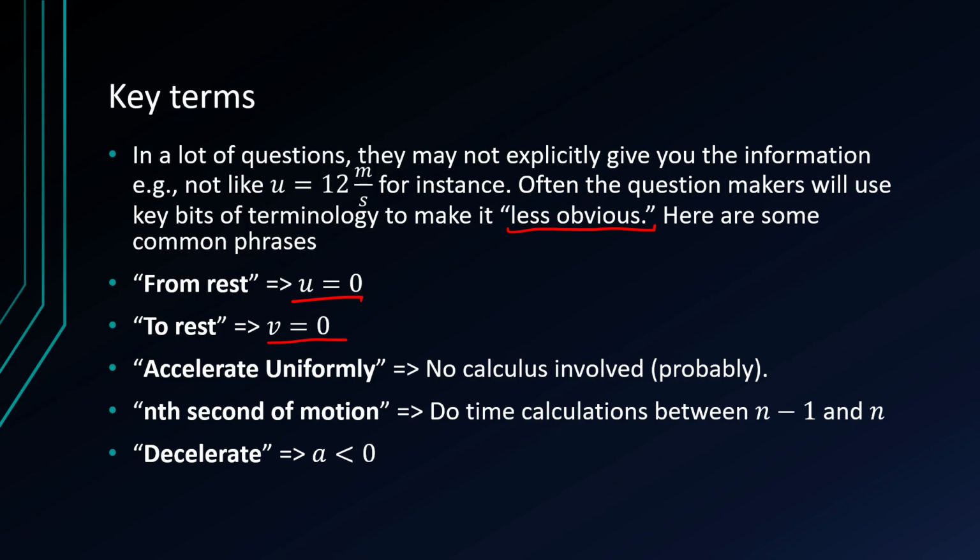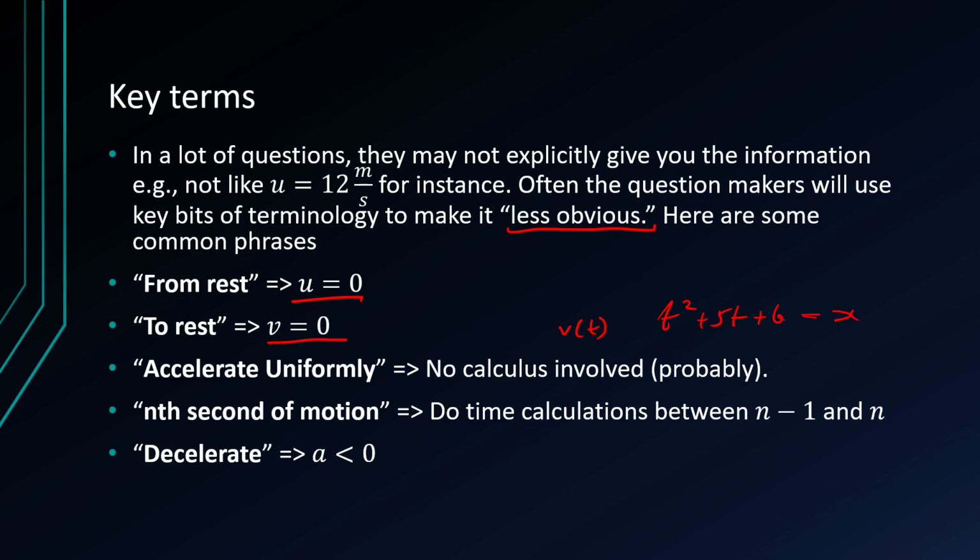If it says it accelerates uniformly, then no calculus is involved, most likely. If you don't see things like v of t, or say like a random quadratic, for instance, there most likely won't be any calculus involved.